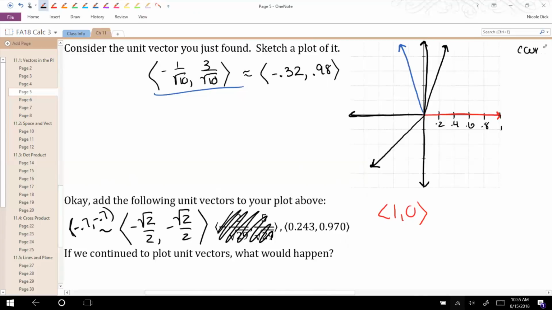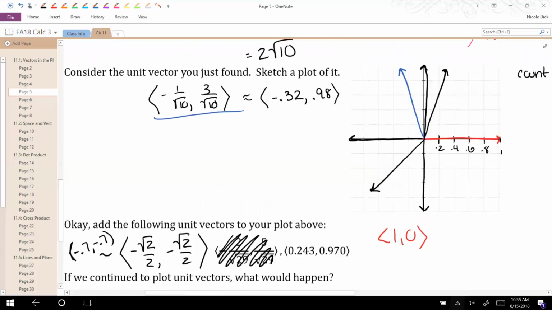Think about the endpoints for all these guys. If we were to keep doing this for like the next 20 minutes, which we won't, what's going to happen if we think about the endpoints for all these vectors? Will it make a circle? It will make a circle, and what circle will it make?